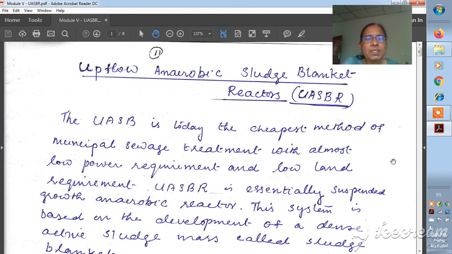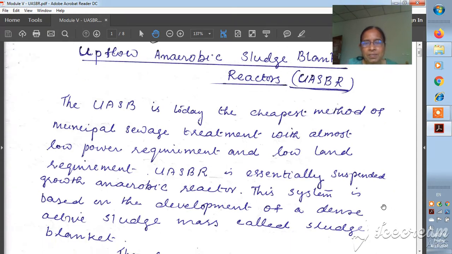So today we are discussing the upflow anaerobic sludge blanket reactors, UASBR. The UASB is today the cheapest method of municipal sewage treatment with almost low power requirement and low land requirement. UASBR is essentially a suspended growth anaerobic reactor. This system is based on the development of a dense active sludge mass called sludge blanket. So this is the first paragraph of that written note.